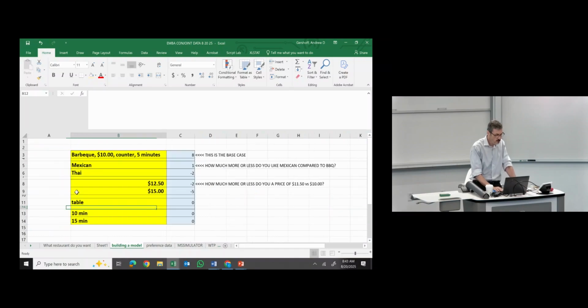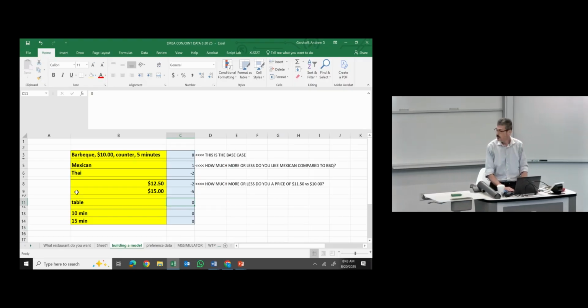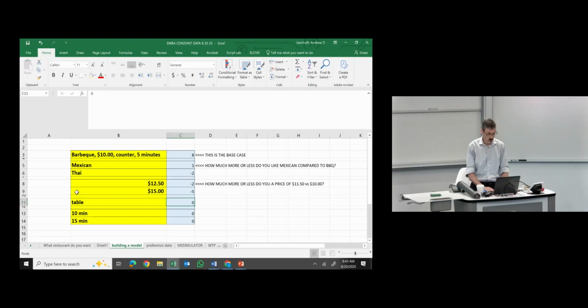And then, let's say I've got table service now. If instead of counter service it was table service, how much would you like this alternative? Sebastian? If it was table service? Do you like it more or do you like it less? Less. Okay, and by how much? Maybe 2 points. Okay, so you really dislike table service relative to counter service. And then 10 minutes away relative to 5 minutes away, now you've got to walk a little bit. -5. -5 and -7. Okay, so this is really going to change your ratings.